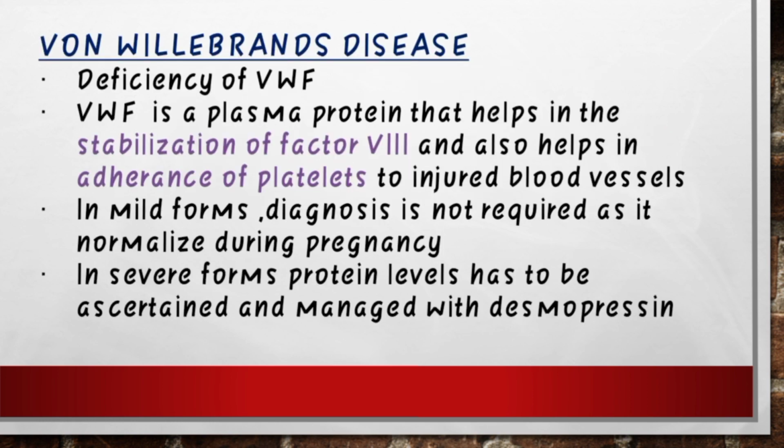The next one is von Willebrand's disease. Von Willebrand's disease is caused due to the deficiency of von Willebrand's factor. And what is this von Willebrand's factor? It is a plasma protein that helps in the stabilization of factor 8, and also helps in the adherence of platelets to injured blood vessels. So this shows that von Willebrand's factor is a very important plasma protein in the coagulation cascade.